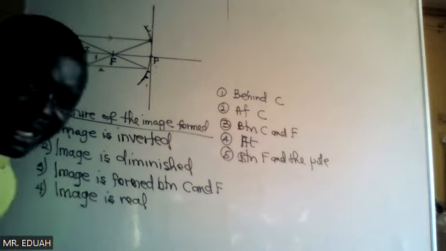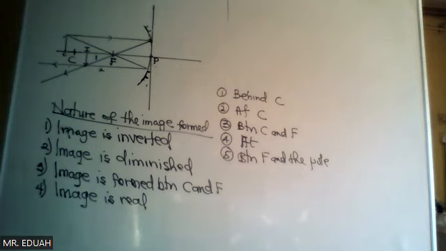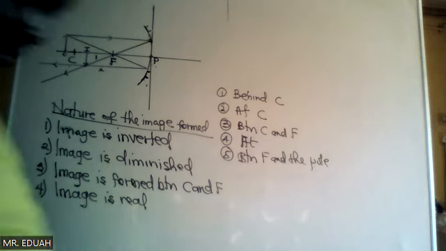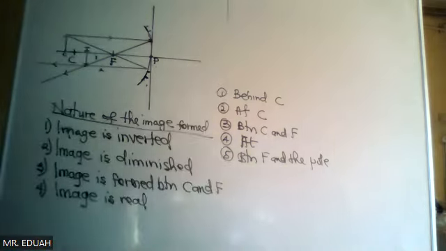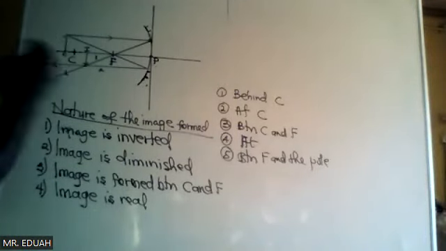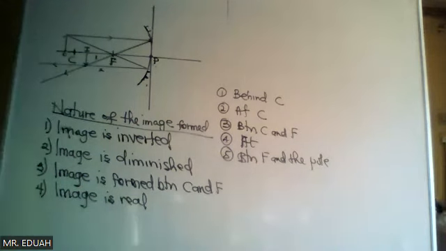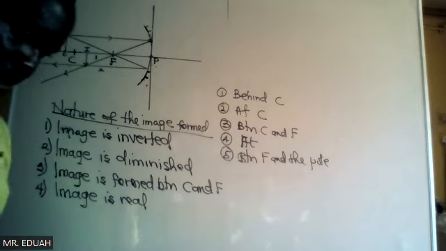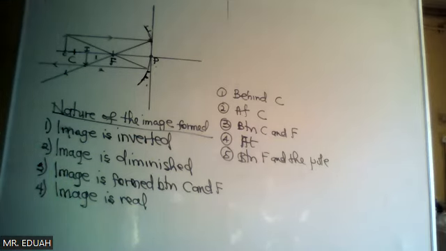I want to ask a question. If they say the image is formed on the same side as the object, what do they mean? It also means it's a real image. Look at it. There's the front side. The object is at the front side, and the image is also at the front side of the mirror. Okay, so that's what they mean if it is on the same side as the object.